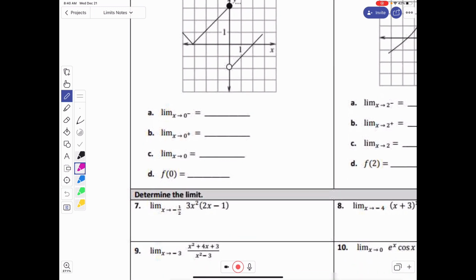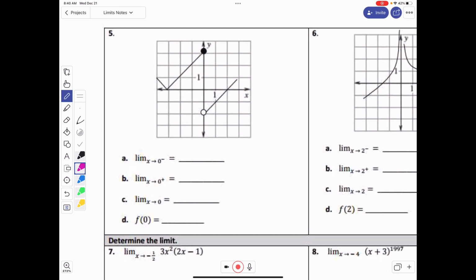Okay, so on this one, as x approaches 0 from the left, so if we follow this graph from the left, that's going to be 3. As x approaches 0 from the right, so we have to follow the graph from the right, that's going to be -2. And as x approaches 0 from either side, that's going to be does not exist because those values are not the same.